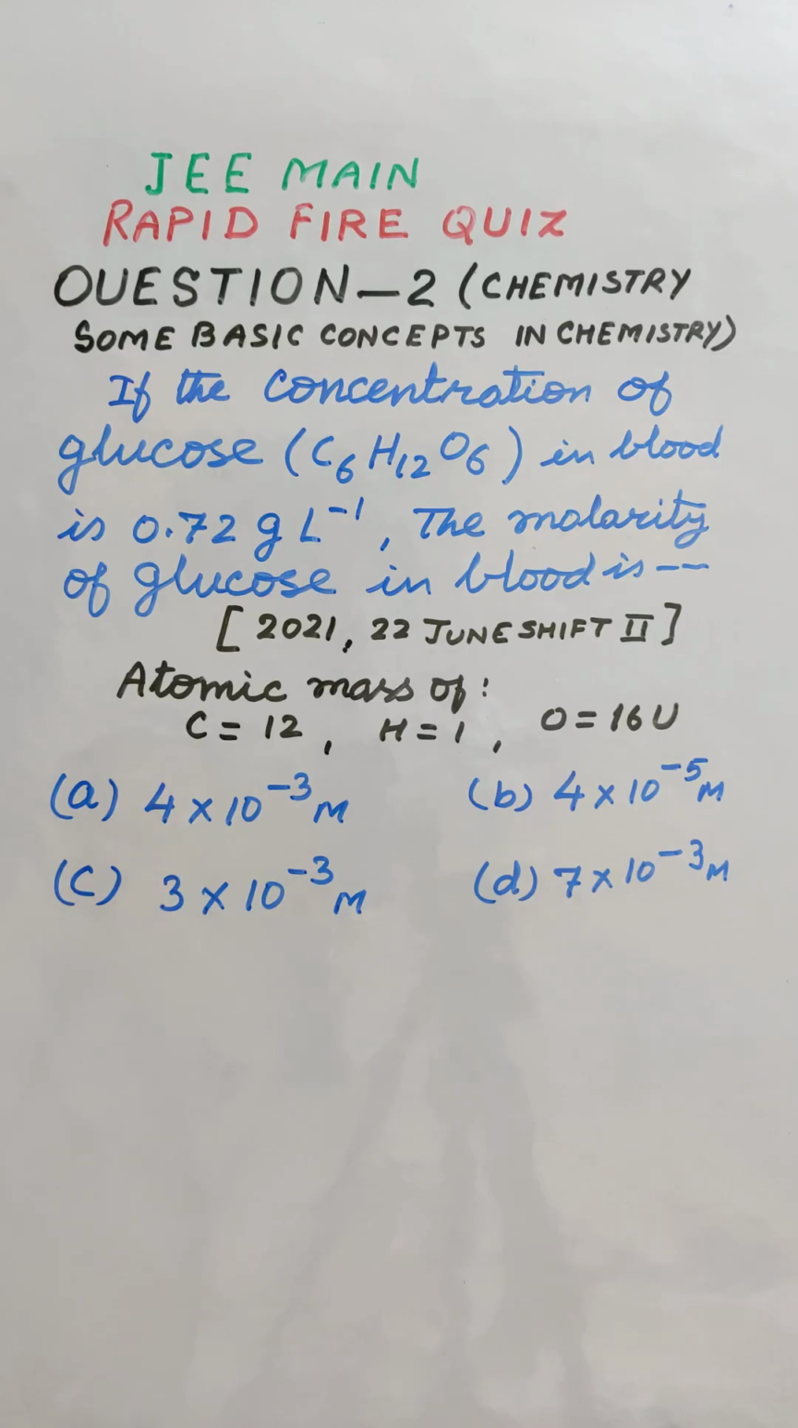These are given. Option A 4 into 10 to the power minus 3 mole. Option B 4 into 10 to the power minus 5 mole. Option C 3 into 10 to the power minus 3 mole. Option D 7 into 10 to the power minus 3 mole. Your time starts.